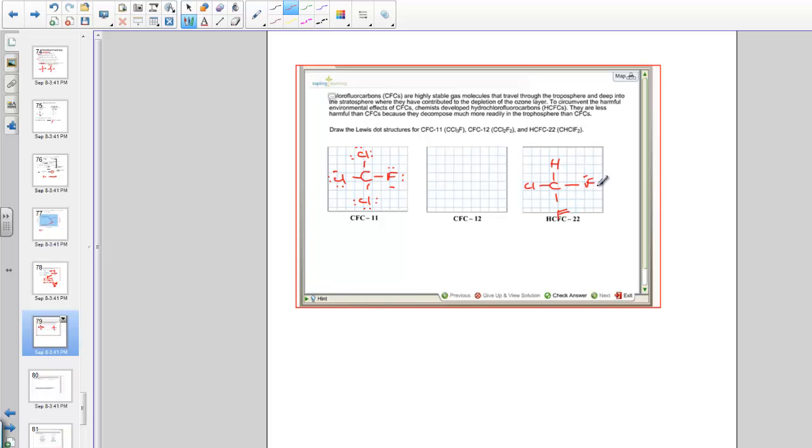And don't forget, these would all have 2 dots around each side, completing their octet. Not the hydrogen, it only needs to have 2. And again, this carbon would have 2 chlorines, 2 fluorines. It doesn't matter which sides you select, fill the octets around each of those halogens to complete the Lewis structure.